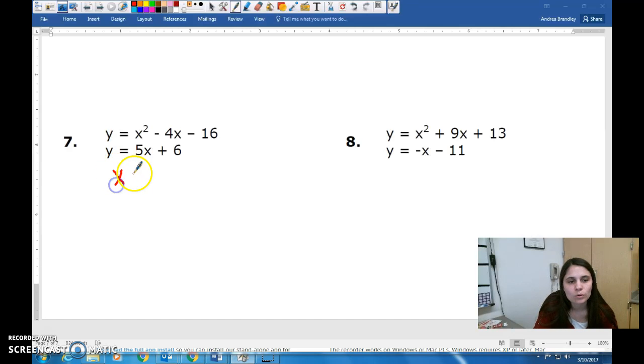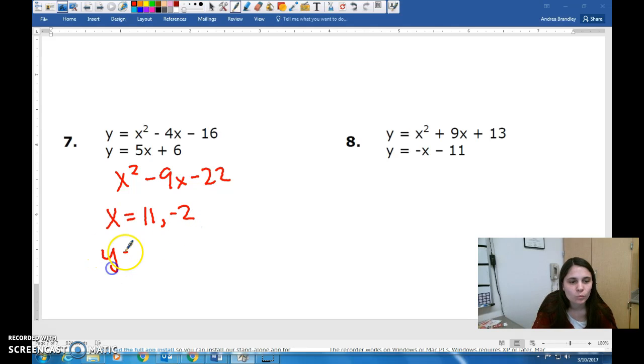This x is equal to 11 and negative... I shouldn't do these in my head. So I have x squared minus 9x minus 22. So yeah, x is equal to 11 and negative 2. And then y is equal to 61 and negative 4. So try that one, and there's your answers to check.